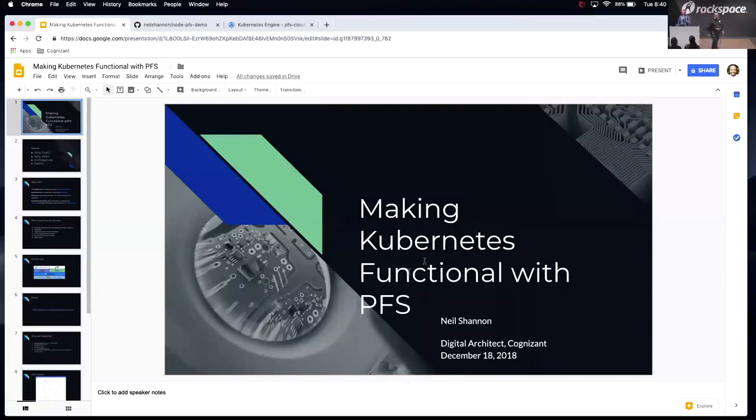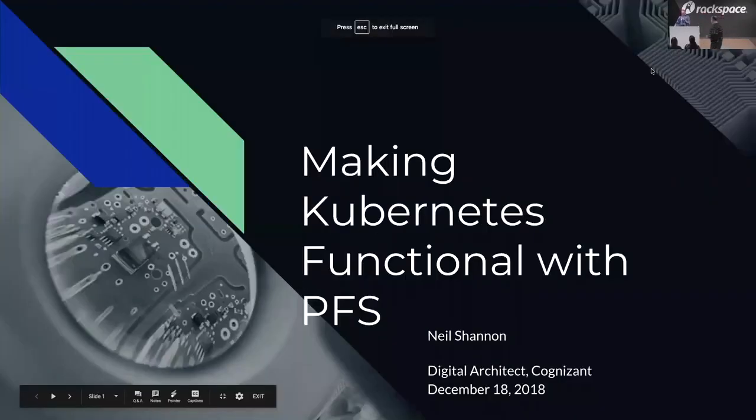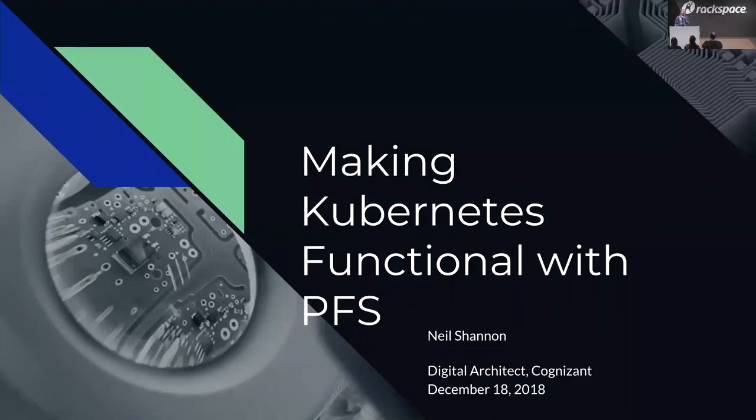All right, guys, we almost made it. It's the penultimate presentation. So I'm going to talk about making Kubernetes functional with Pivotal Function Service. Pivotal released a platform for running functions as a service on top of Kubernetes earlier this month, and I figured, alpha release, let's do a live demo.